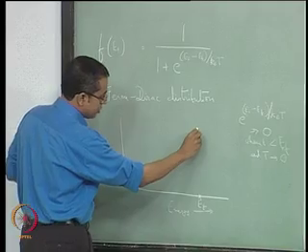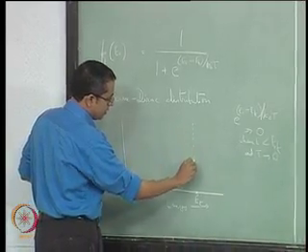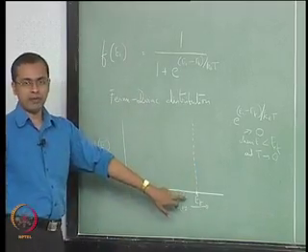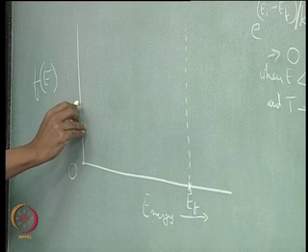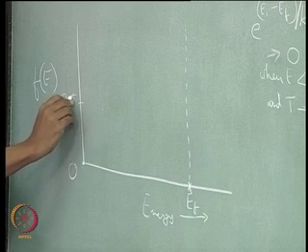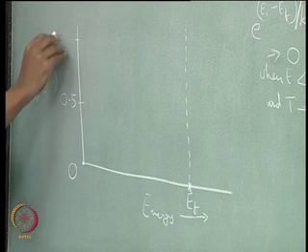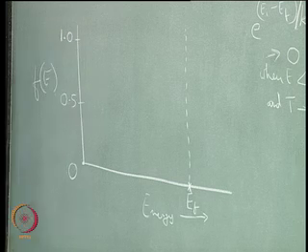So if I just draw a line here, a dotted line corresponding to the value of EF, and on the y axis I have 0, let us just say 0.5, and 1, okay.